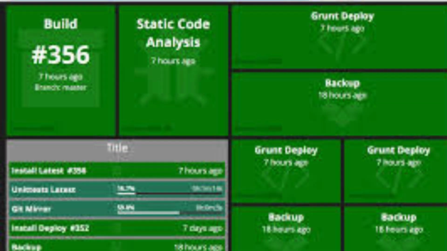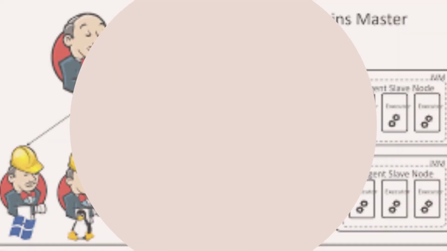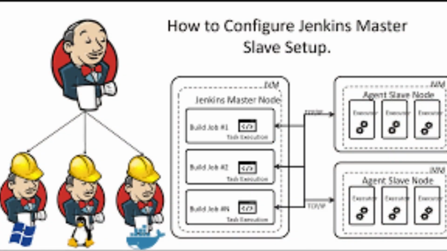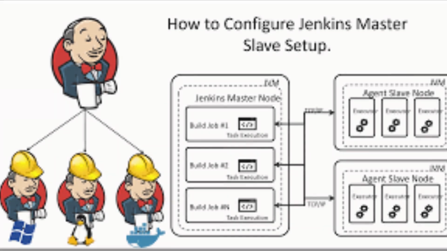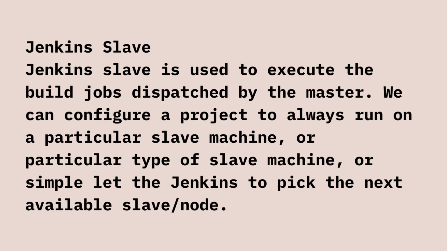With the help of the dashboard, we can configure the jobs or projects, but the build takes place in nodes or slaves. The master's job is to handle scheduling build jobs, dispatching builds to the nodes or slaves for the actual execution. Second one is to monitor the nodes or slaves. Next one is recording and presenting the build results. A master server instance of Jenkins can also execute build jobs directly.